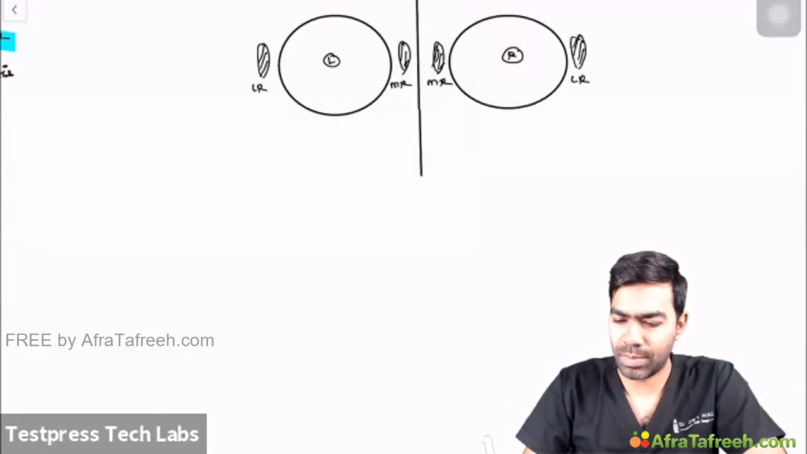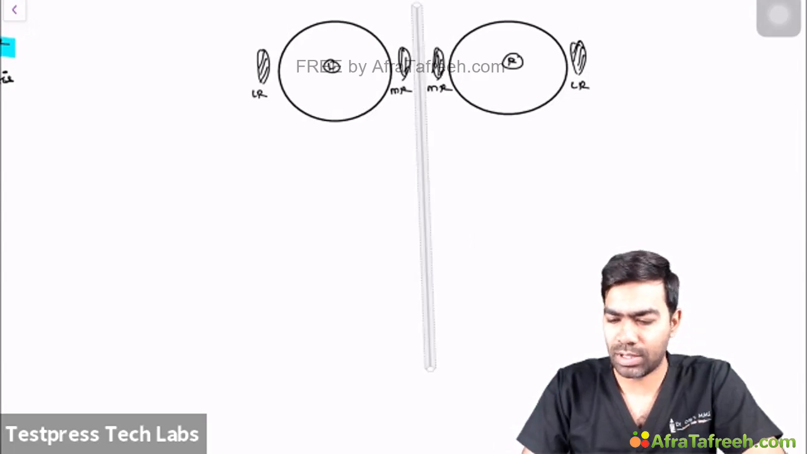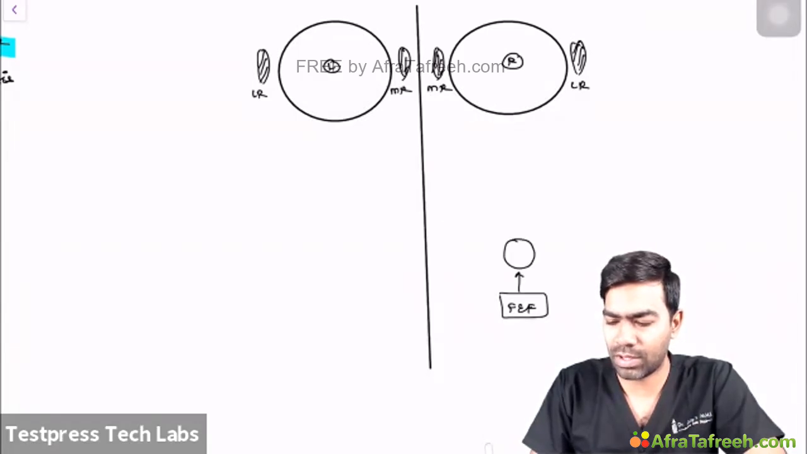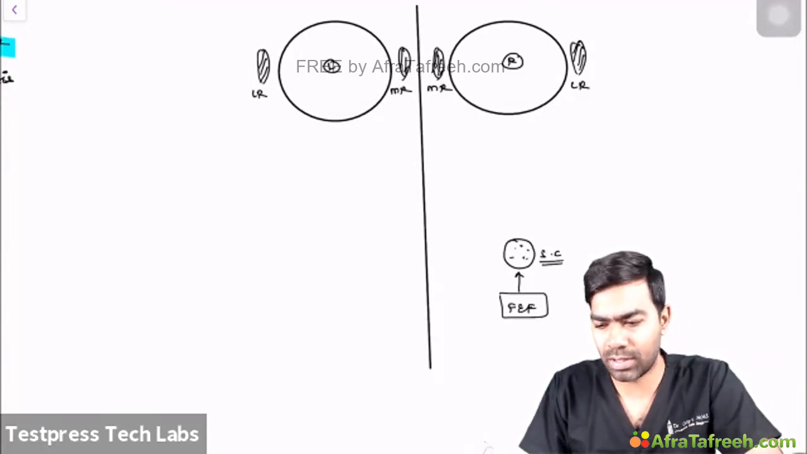This is supposed to be the midline section. And the movements typically start from the frontal eye field only. So let us start with the frontal eye field first. This frontal eye field gives information to the superior colliculi. You know where the superior colliculi are? Superior colliculi is going to be in the brainstem, in the midbrain.